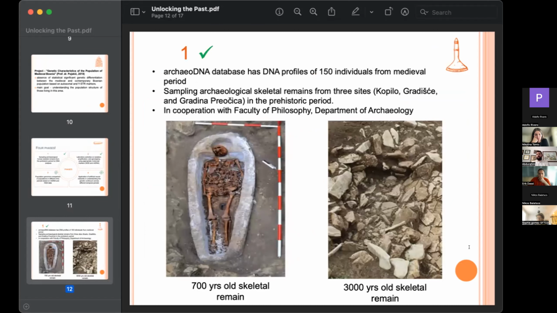As I already stated, the first phase, sampling of archaeological human remains, was already performed. You can see on the left side here a 700-year-old skeletal remain from the medieval period, sampled during the last 10 years. The ArchaeoDNA database of the Institute has DNA profiles of 150 individuals from this medieval period. However, for the prehistoric period, sampling of archaeological skeletal remains was performed at 3 sites, Kopilo, Gradišće, and Gradina Pročica. Those are small villages near Zenica town in middle Bosnia. And all of this work was done in cooperation with the Faculty of Philosophy, Department of Archaeology.